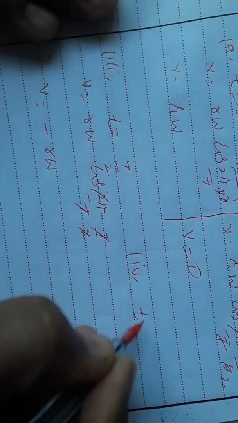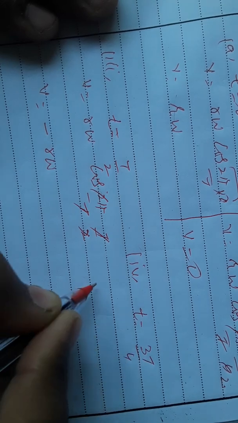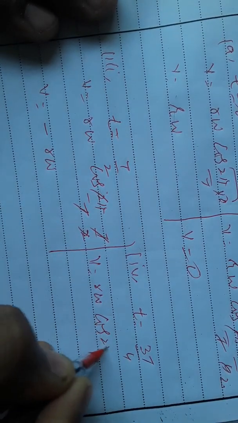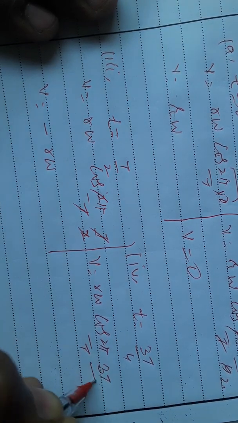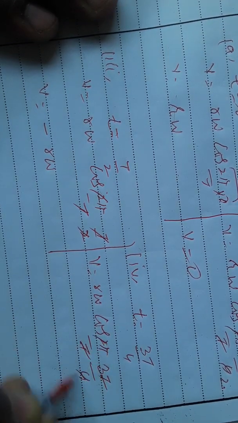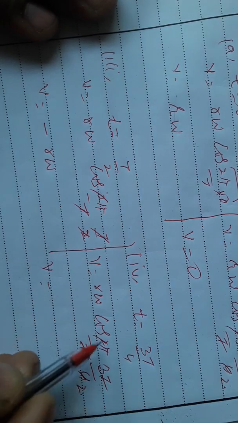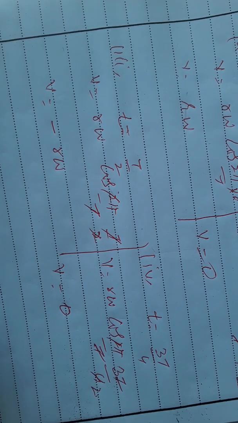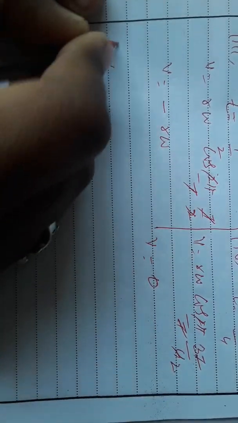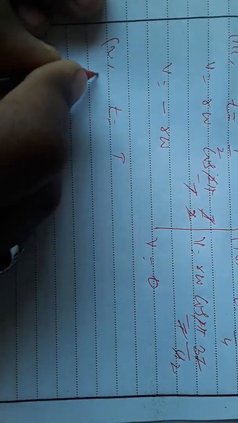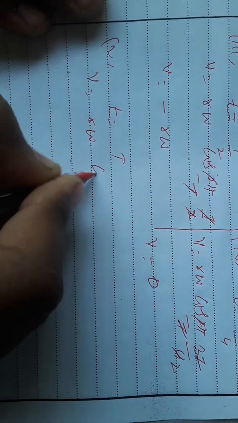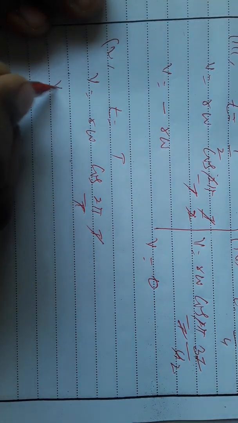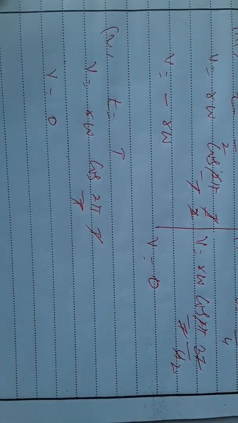For the fourth, small t is equal to 3T by 4. We can write v is equal to r omega cos 2 pi upon T into 3T by 4, cancelled. Cos 3 pi by 2 will be 0, so velocity will be 0. And the fifth, we can write small t is equal to T, so v is equal to r omega cos 2 pi upon T into T, cancelled. Cos 360 is 1, so velocity is r omega.